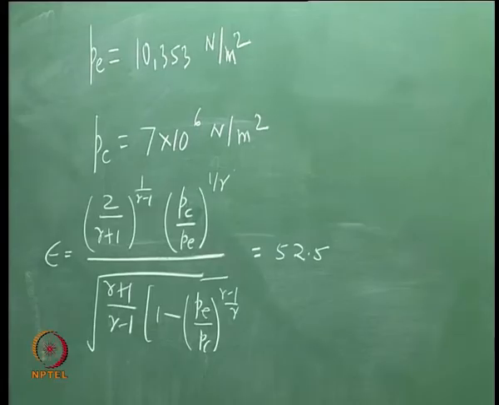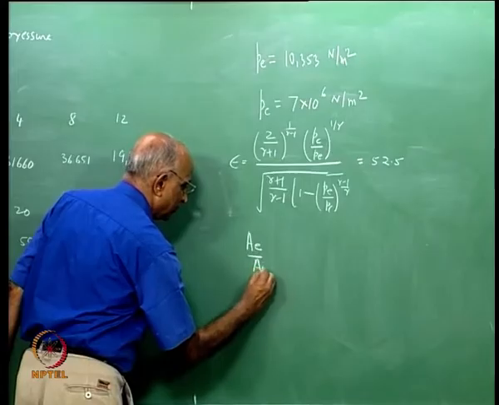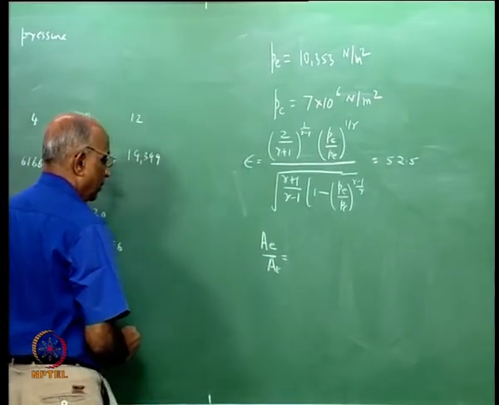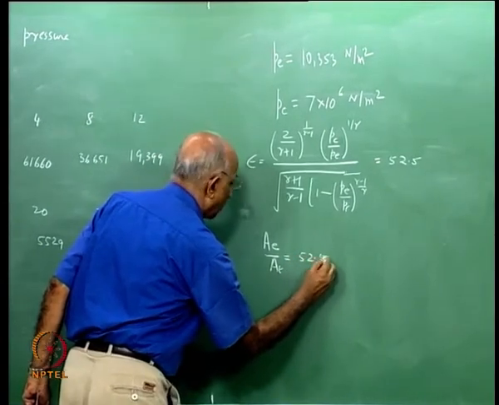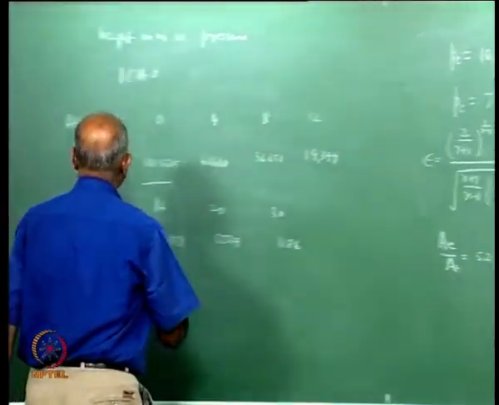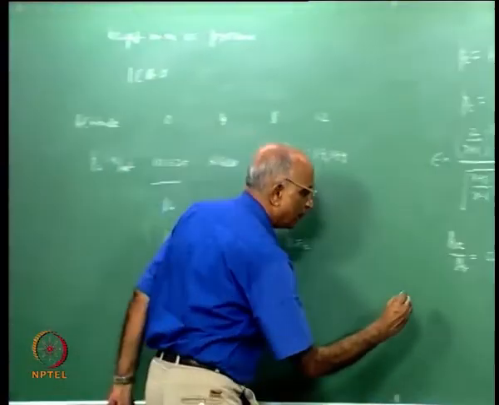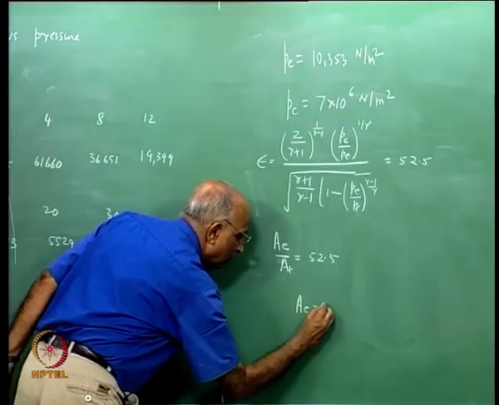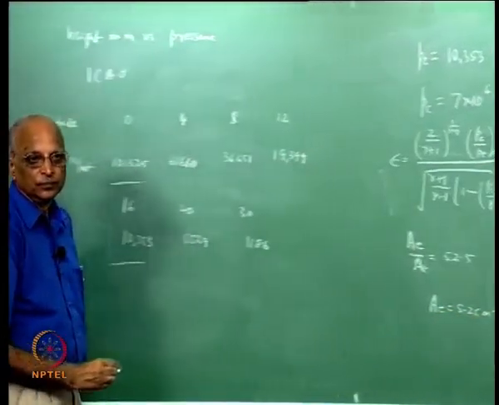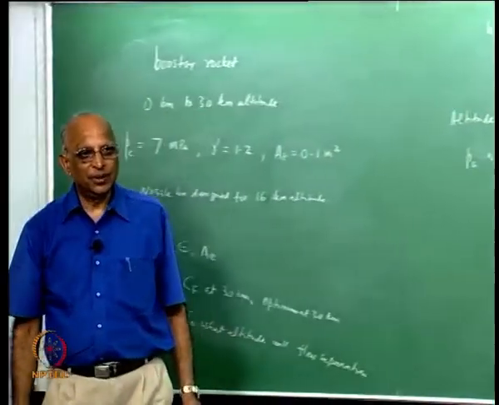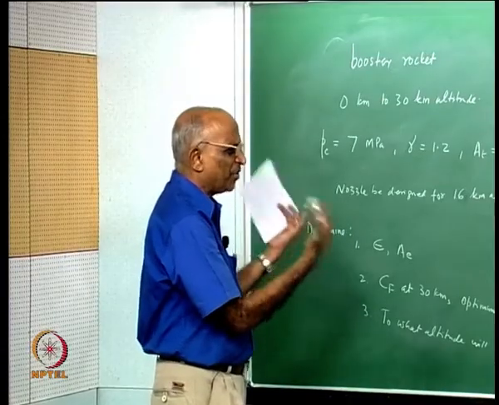The value of the exit area: Ae by At is equal to 52.5. At is given to you as 0.1 meter square, therefore the value of Ae is 5.25 meter square. Is it all right? Simple, and this is how rockets tend to be extremely simple.